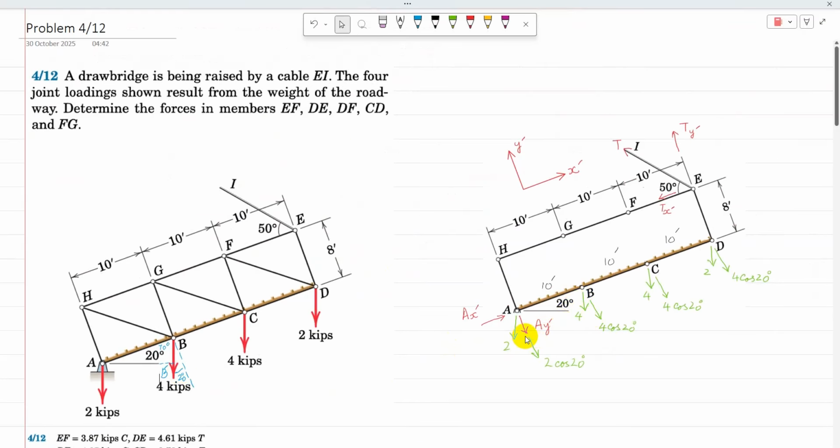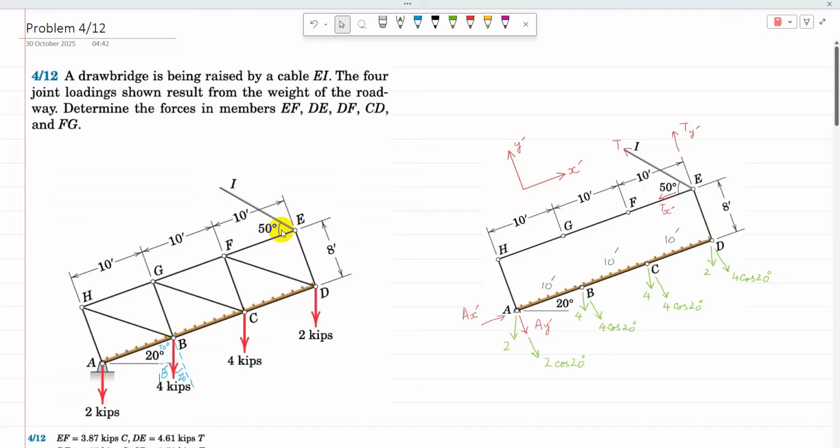Similarly, all the loads are resolved into their components about y dash. The load 2 has its component about y dash as 2 cos 20. And then T is resolved into two components, Ty dash and Tx dash.